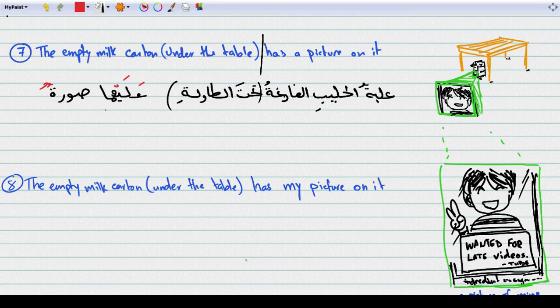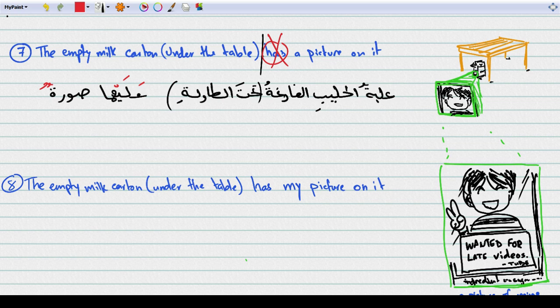عليها صورة. علبة الحليب الفارغة تحت الطاولة عليها صورة. So, how did I translate this? Right. So look here. First, has is dropped. Now people would ask why. It's the same reason why we drop is.